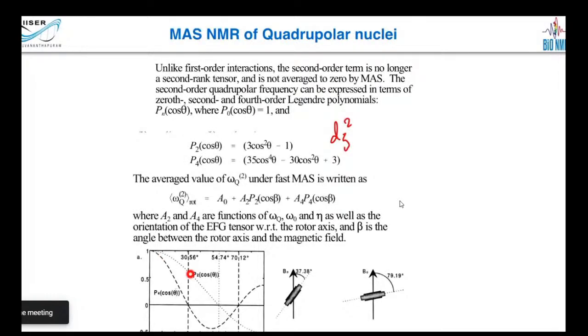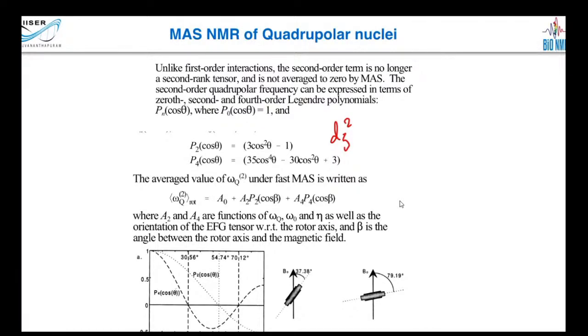You can see that this P2 cos theta drops to 0 at 54.7. But this P4 cos theta drops to 0 at around 30 degrees. Also, it can go to 0 at 70 degrees. But they don't go to 0 at 54.7. It is minus 0.5 or something like that. They will only be scaled down, not disappeared. So you cannot spin at the magic angle and expect that the quadrupolar interaction disappears. That is never going to happen.